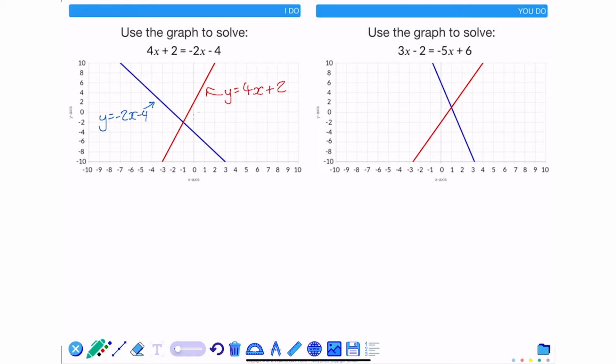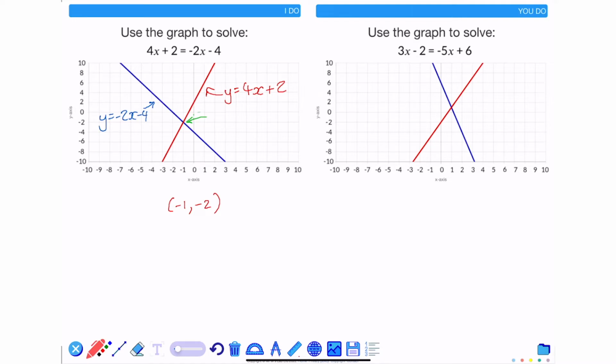In order to simultaneously solve two equations graphically, we're looking for the point of intersection. The point of intersection is negative 1, negative 2. This is a point that satisfies both of the two equations that we've got. Both x and y will be the same in each of these two equations in order for 4x plus 2 to equal negative 2x minus 4.